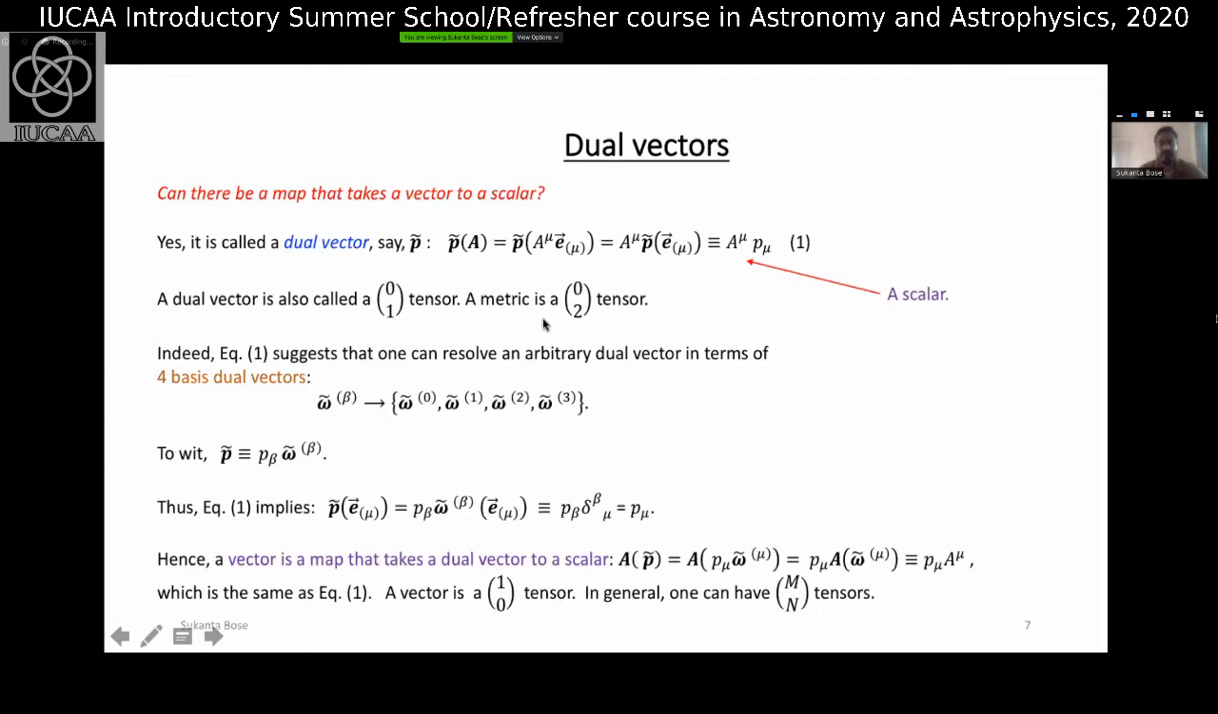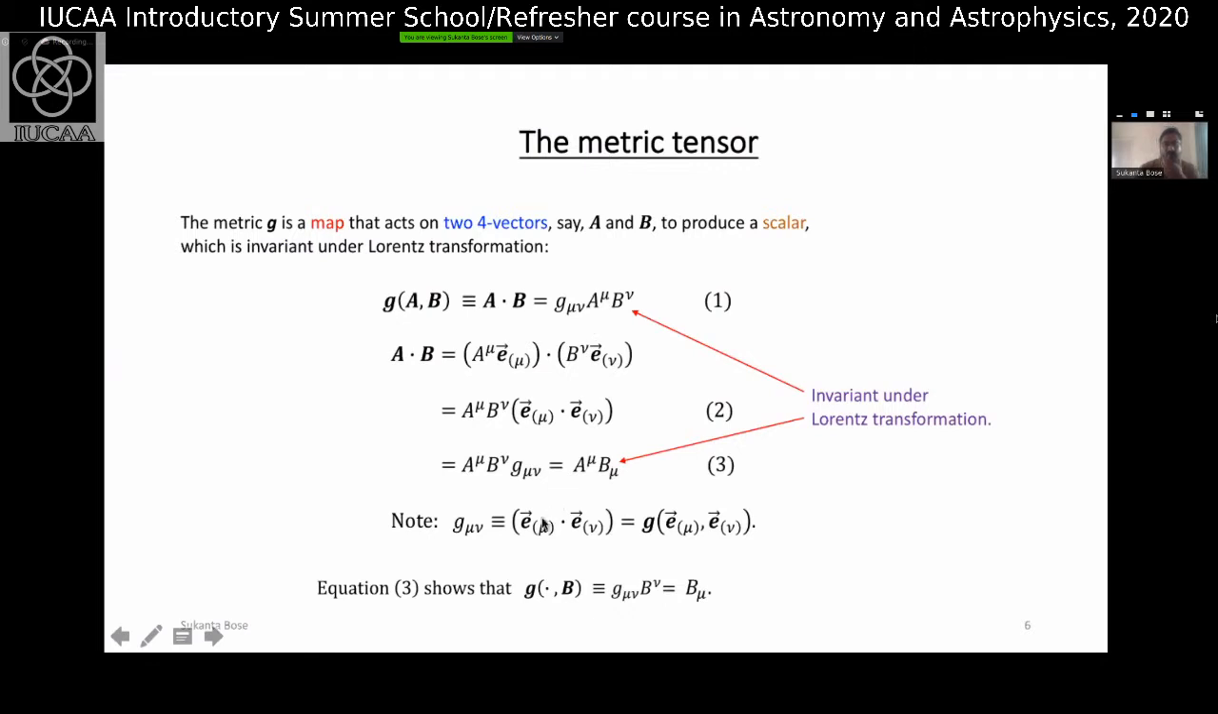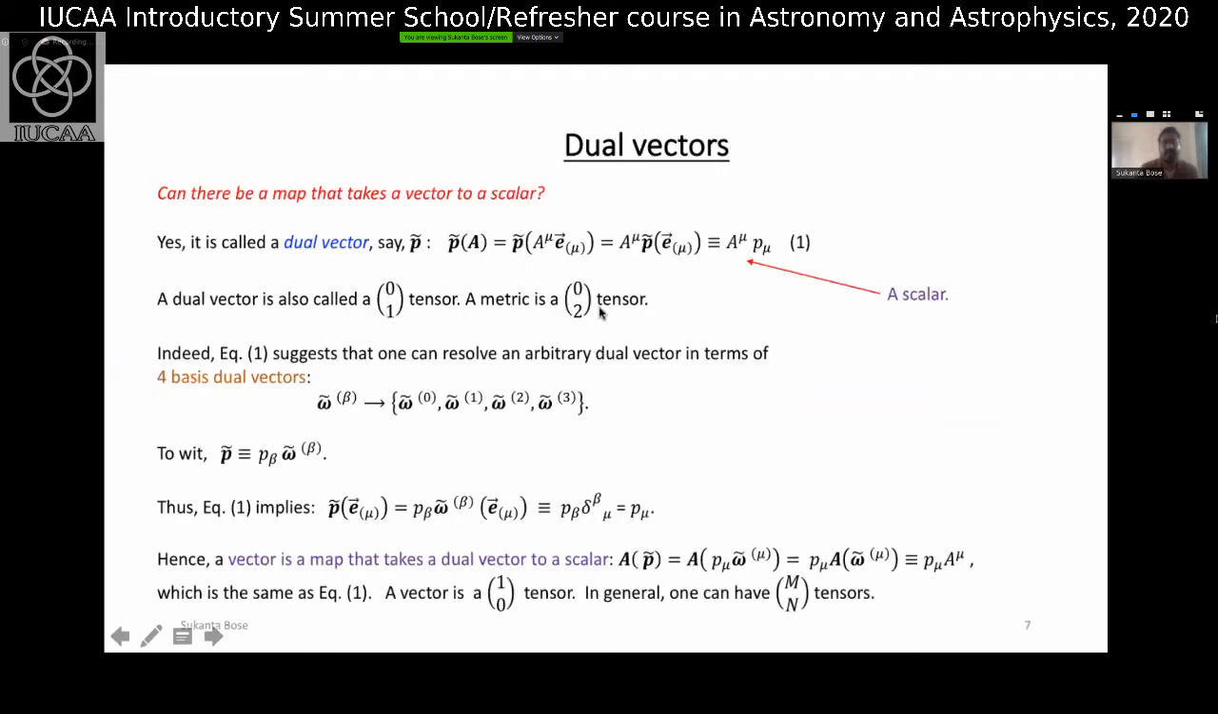A metric will be what kind of a tensor? It will be a 0-2 tensor because its components have two subscripts, mu and nu. Another way of saying that is that a metric takes two vectors to a scalar. The fact that it takes two vectors is denoted by this 2 down here. Similarly, a dual vector takes a vector to a scalar, so the fact that it takes one vector is denoted by this 1.